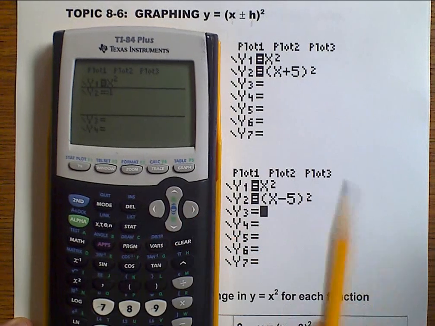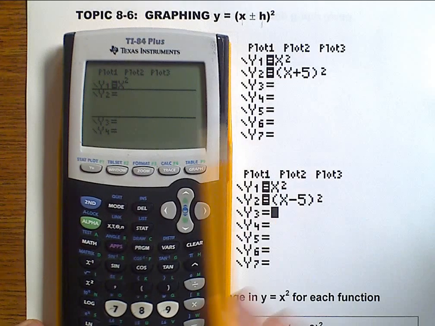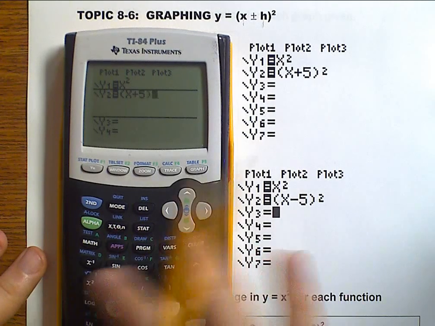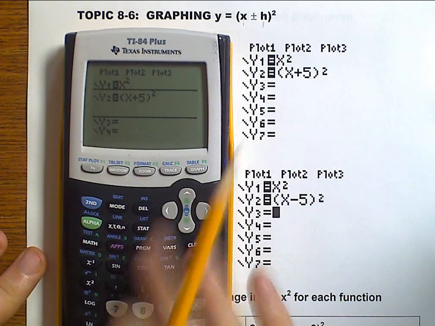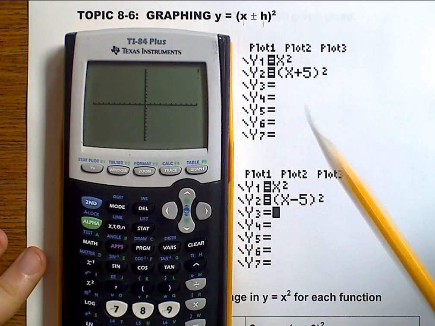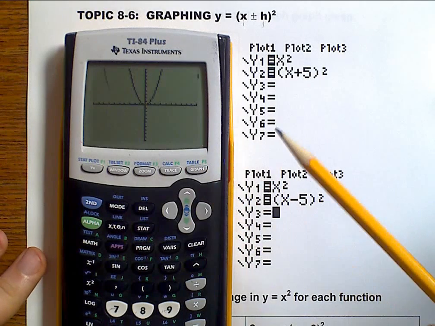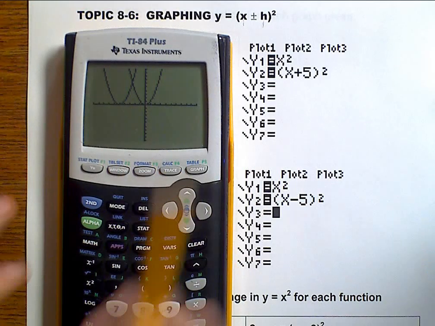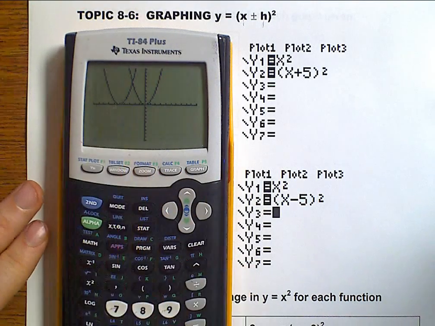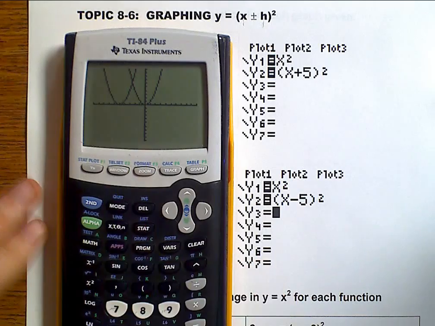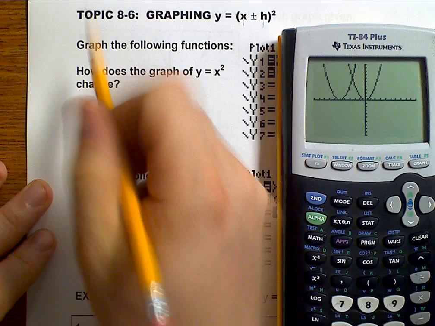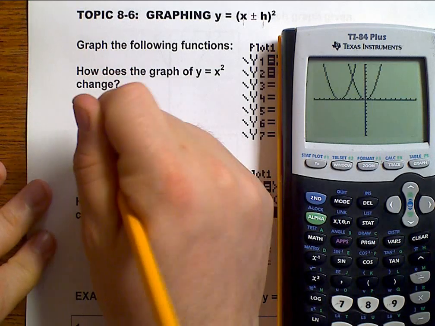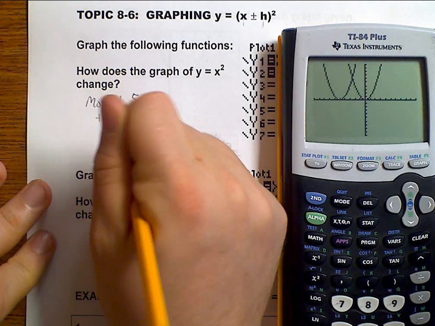Y equals x squared is the first one. And on bottom, we're going to put x plus 5 squared. Then we'll go to graph, and let's see what happens. This first one is x squared, and the next one is x plus 5 squared. And if you'll notice, it has moved to the left, and if you'll count these little hash marks, it's moved a total of 5 spaces. So we have moved 5 to the left.